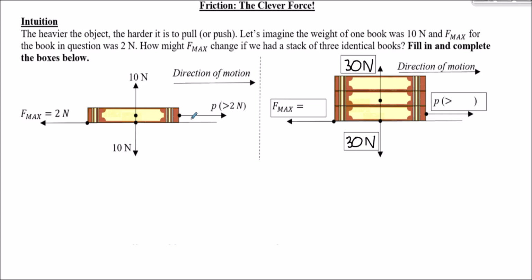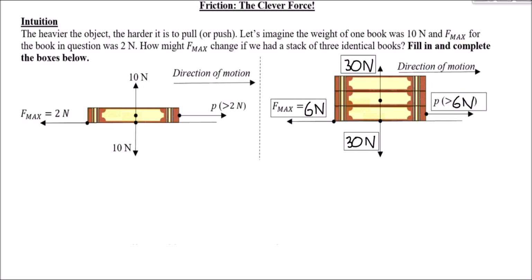So I'm hoping you might have guessed that, because it's 3 times heavier, it'll be 3 times harder to push or pull, and that's because the friction will be 3 times greater. So here F max will be 2 multiplied by 3, which would be 6 newtons. And that means that this pulling force would have to be greater than this F max now of 6 newtons.